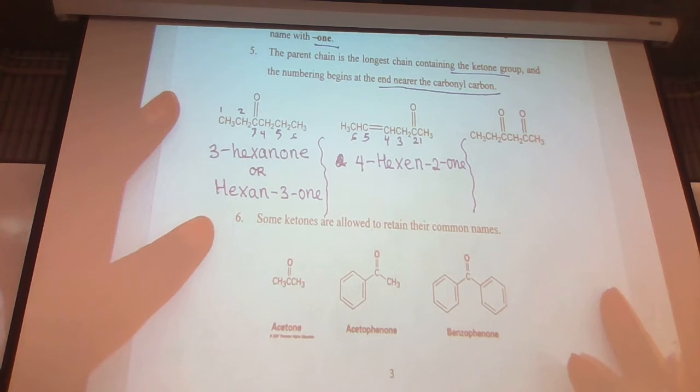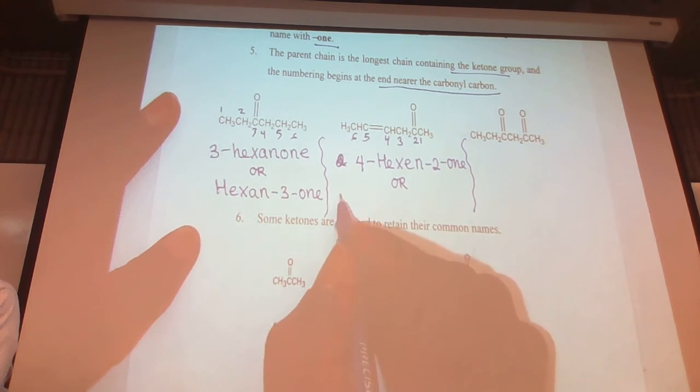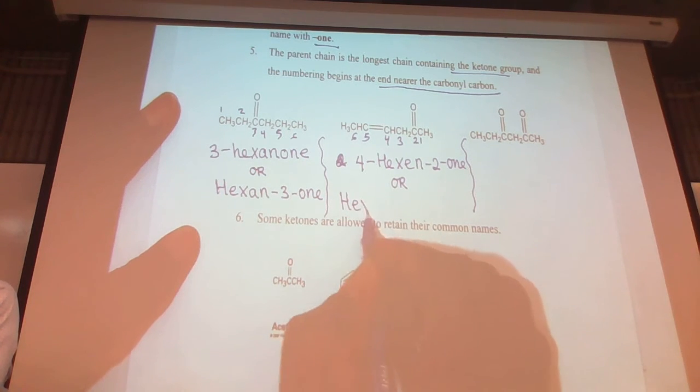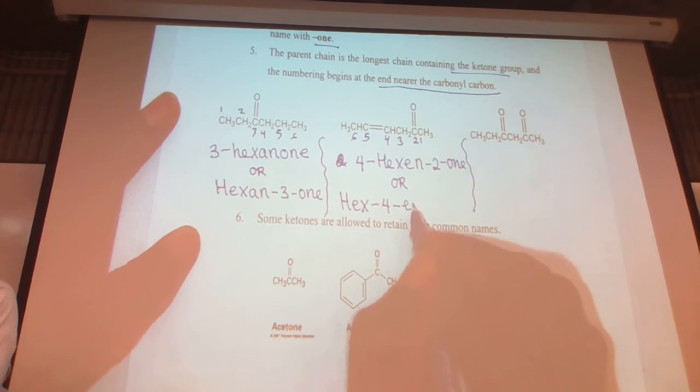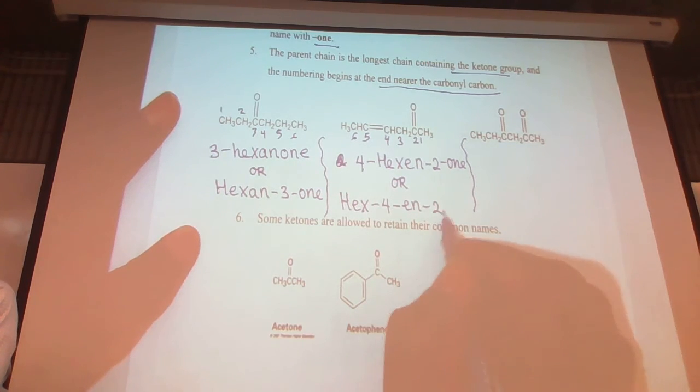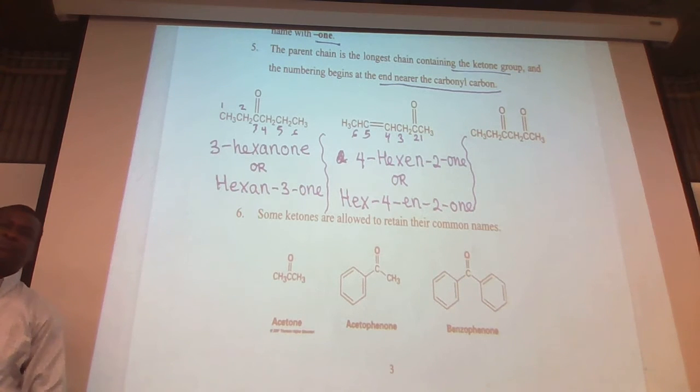The 4 is indicating the locant for the position of the alkene, and the 2 is the position for the ketone. Or if you want to do the newer method, which splits them based on the functional group they are describing, it will be hex-4-en-2-one. The 4 is for the "en", the 2 is for the "one".